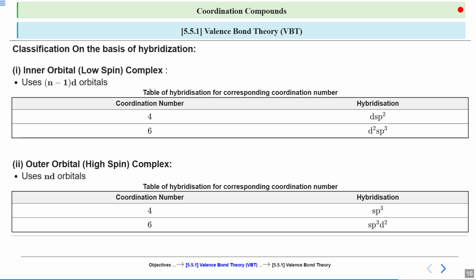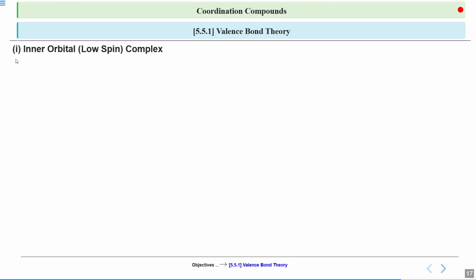Similarly, the table under the inner orbital complex shows the coordination number, or hybridization, and the complexes that form this way come under the inner orbital complex. So let's first study the inner orbital or low spin complex. First of all, they form octahedral complexes. That means their coordination number is 6, so they have 6 vacant sites at which the ligand can attack and form the bond.